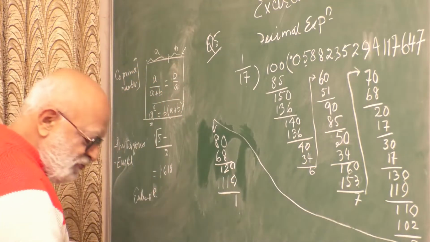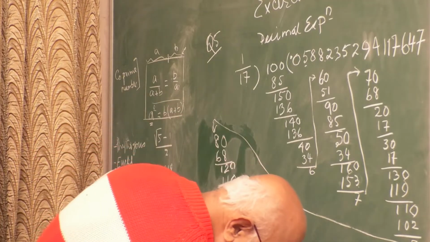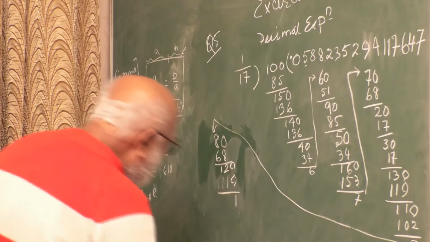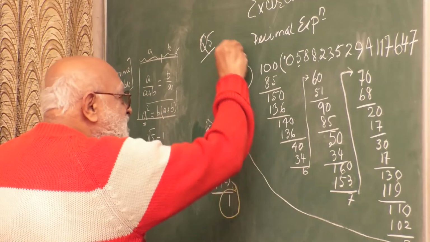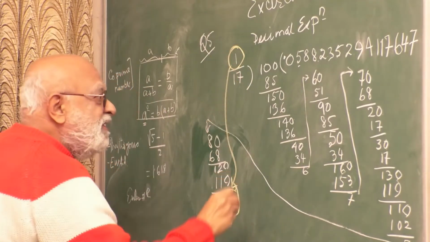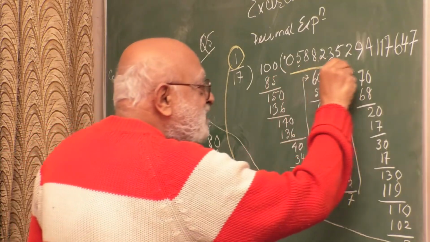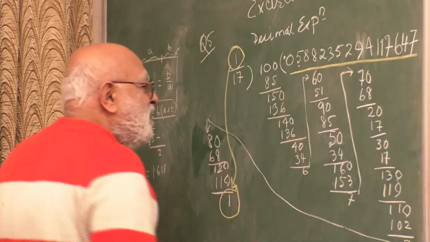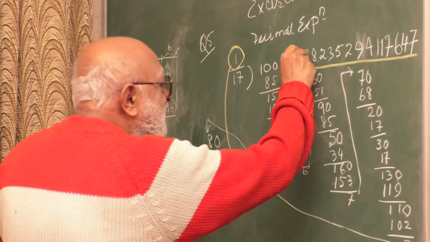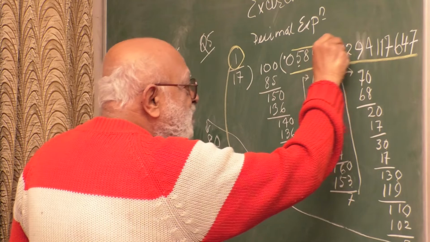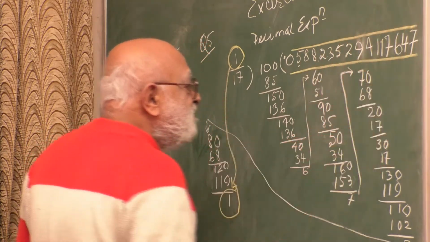Great. So this one is now being repeated here. So this one is being repeated. So we end it here. So this is our decimal expansion, and we should have a bar here because it will be repeating here.